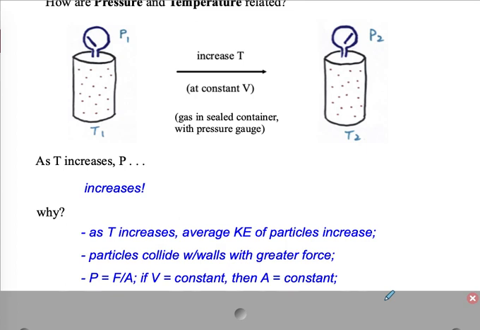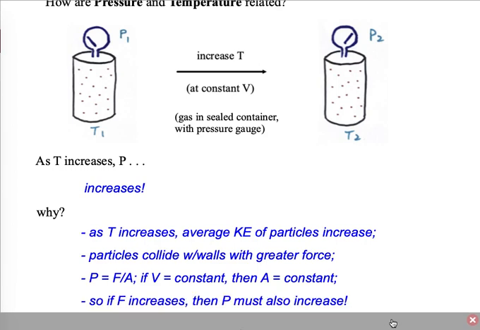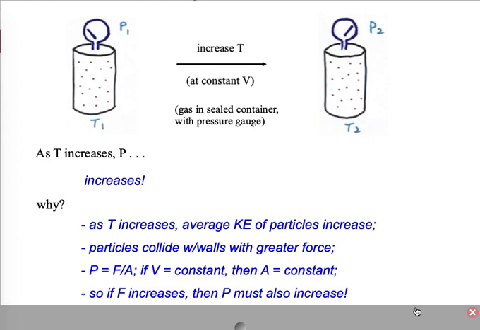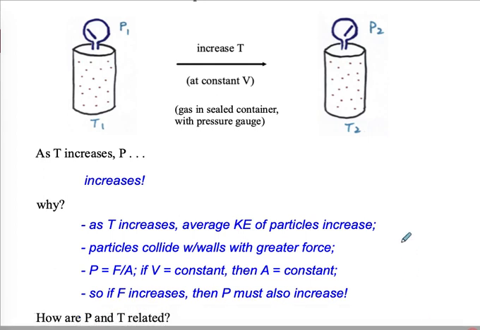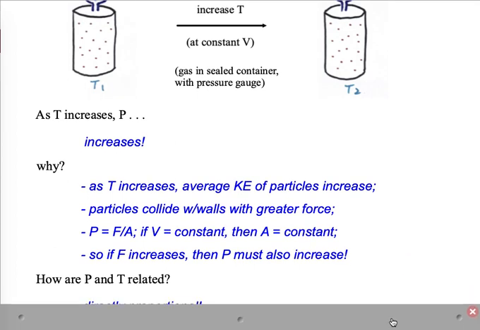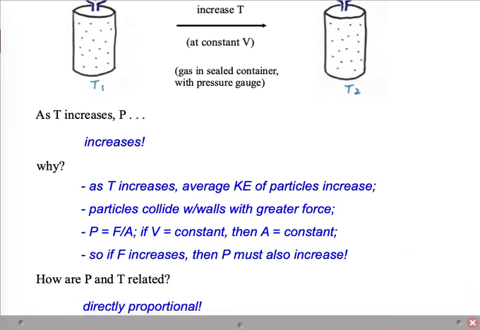Pressure is force over area. If the volume of the container is constant, then the interior surface area, or A, is constant as well. So if the force increases, the pressure must also increase. So how are pressure and temperature related? Again, if as the independent variable increases, the dependent variable increases as well, they are directly proportional to each other.